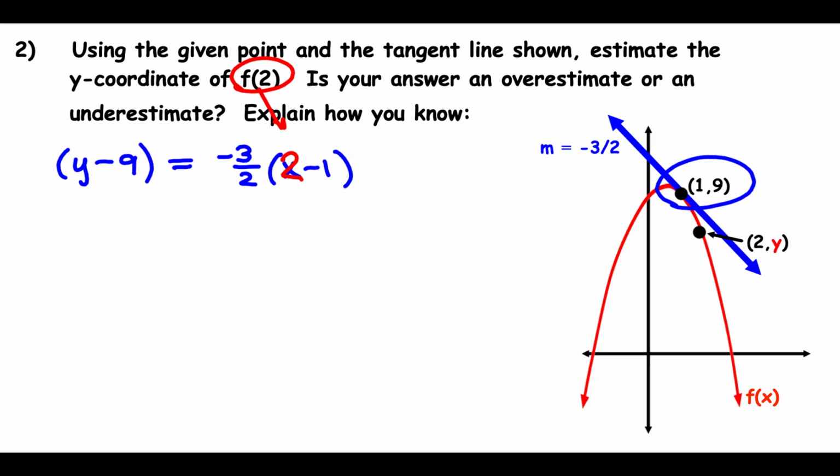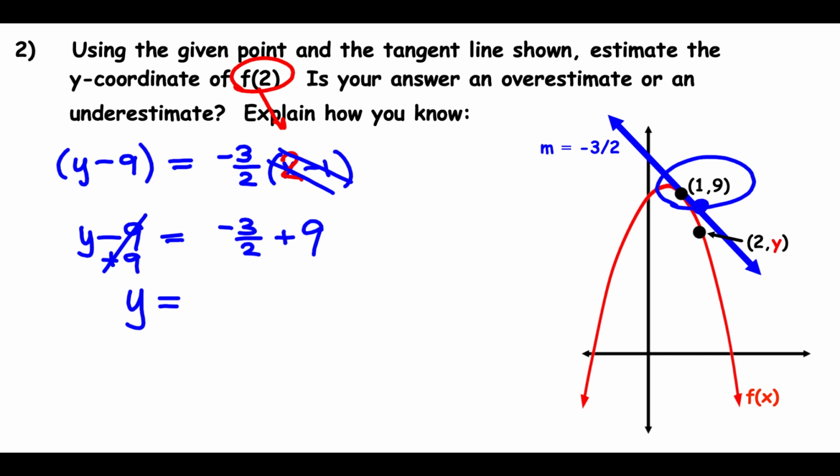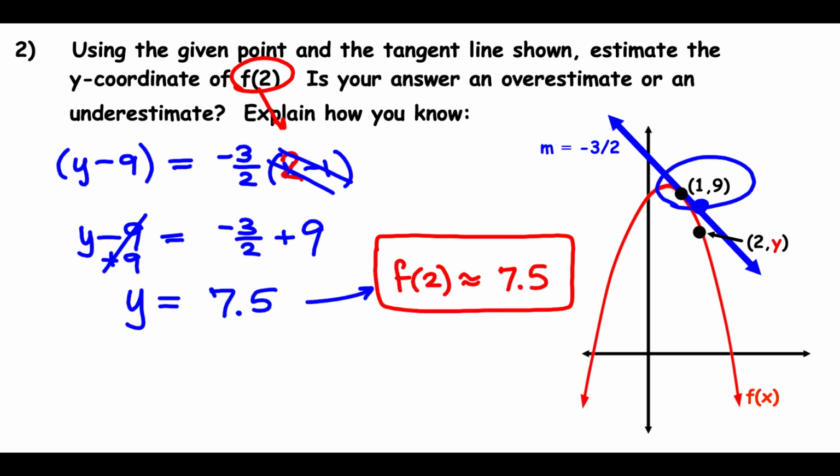Now, unfortunately, that's not going to put us where we want to be. It's not going to put us on the curve. It's going to put us right here on the line. But that's okay. It's not too far away. Let's see what we have. Y minus 9 equals negative 3/2. 2 minus 1 is 1, so I don't even need that parentheses. And y is going to be, let's see, that's 9 minus 1.5. That's going to be 7.5 or 15/2. So f of 2 is approximately 7.5.